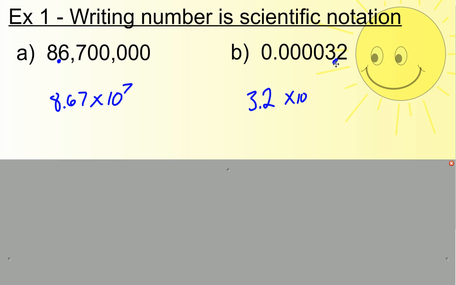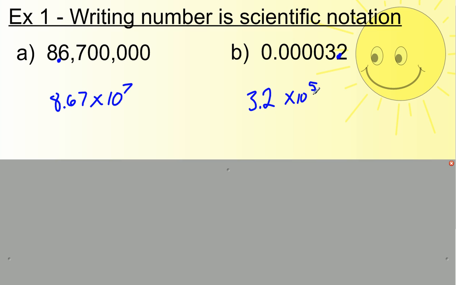Now, in this problem, instead of going to the right like we did in the last problem, we need to go from where we would start the decimal to where we want it. And we have to move to the right 1, 2, 3, 4, 5. And so we put a 5, but that's not quite right.